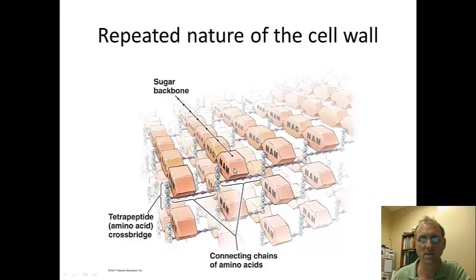Here we can see this illustrated in a three-dimensional image. NAM repeats with NAG. This structure continues on and wraps all the way around the bacterium and comes back around. And we can see these peptide cross-links holding the whole thing together. These peptide cross-links make this peptidoglycan structure incredibly strong, very resistant to physical stresses.